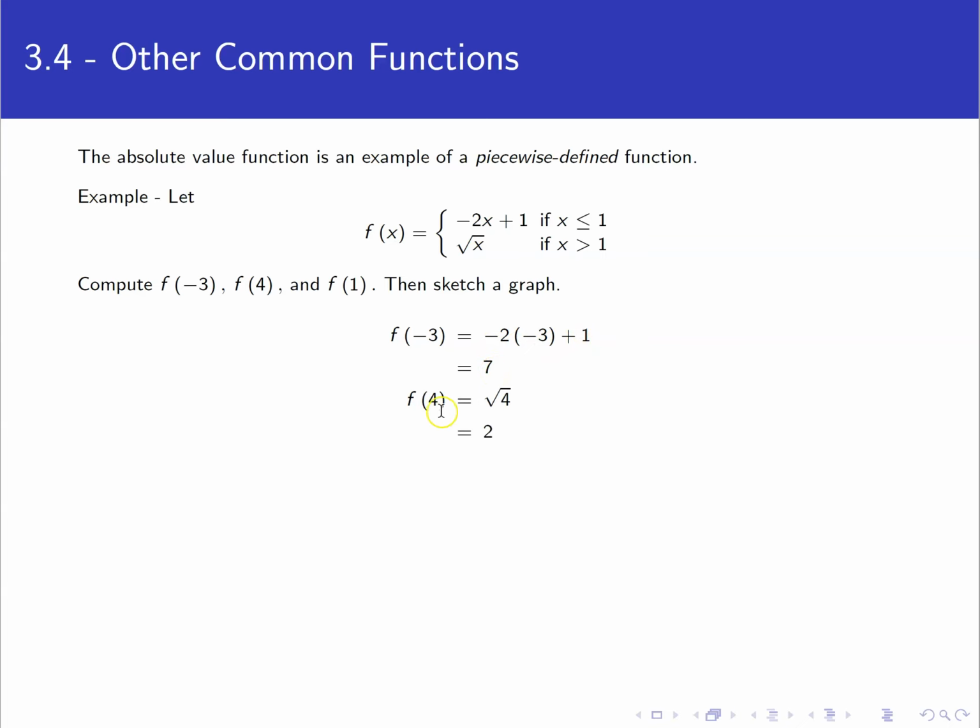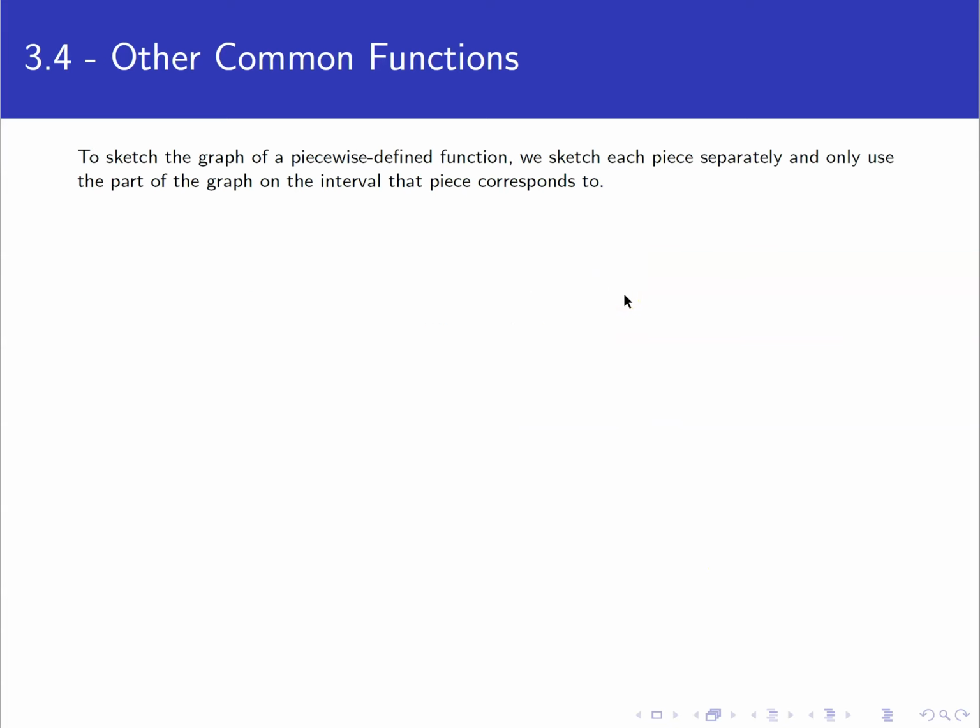F of 4, well, 4 is greater than 1, so we'll plug it into the second piece. So we'll have square root of 4, and that's equal to 2. Again, we're not going to put 4 into the first piece. It doesn't say to put it in the first piece because it says the first piece is only valid if x is less than or equal to 1. What about when it's equal to 1? When it's equal to 1, well, again, I look at my conditions. It says put it in the first one. Put it in the first one, we get negative 2 plus 1, which gives us negative 1. Okay? It matters which one you plug it into, so be careful as far as that goes, making sure you plug it into the right piece for the restriction.